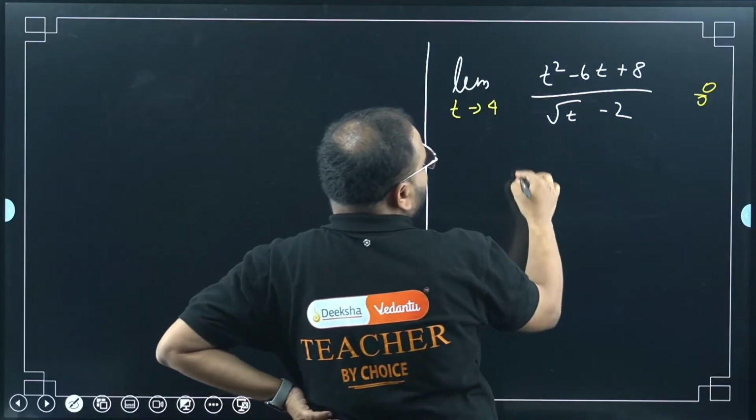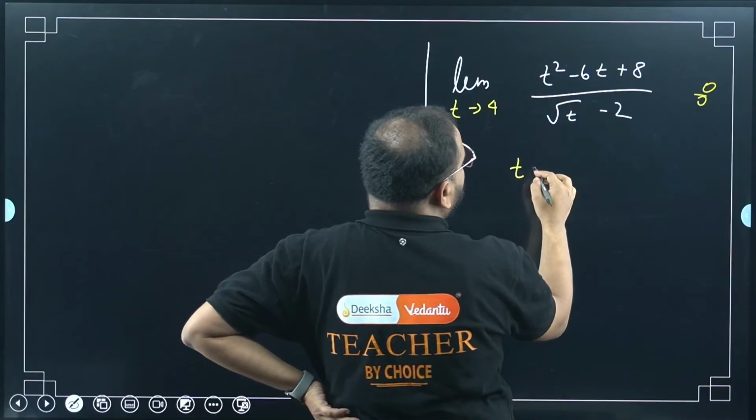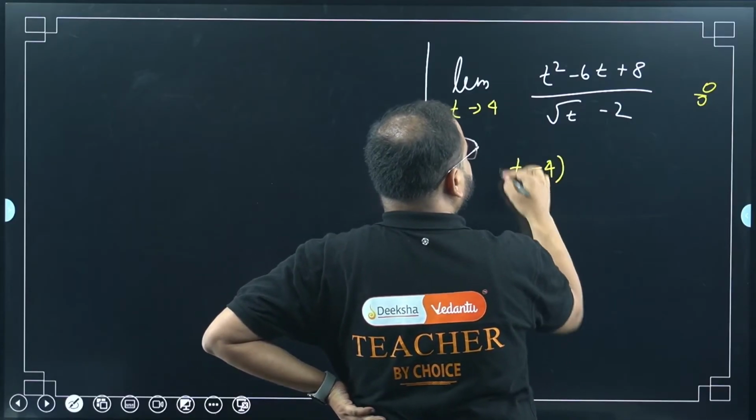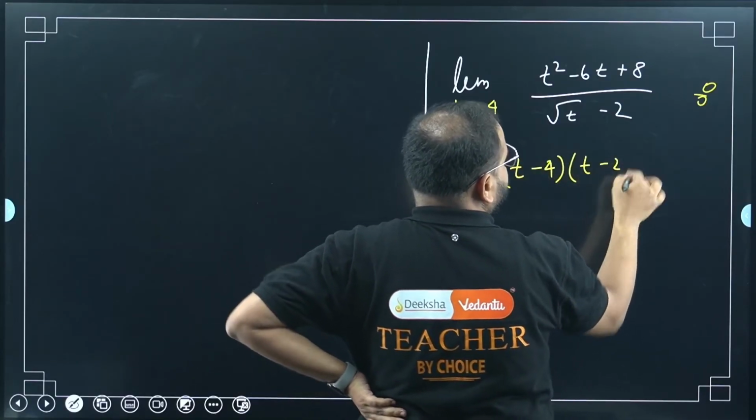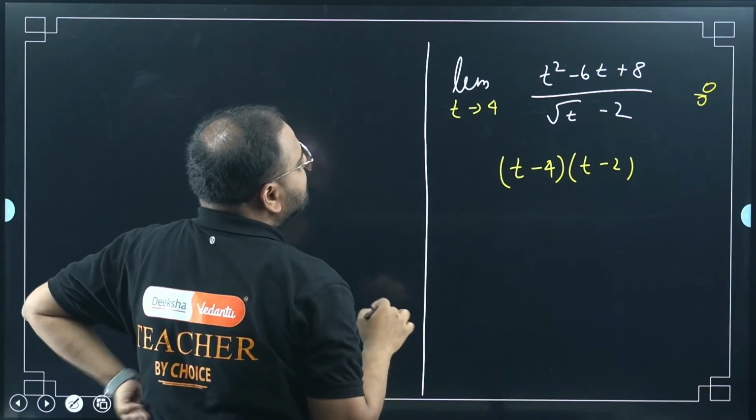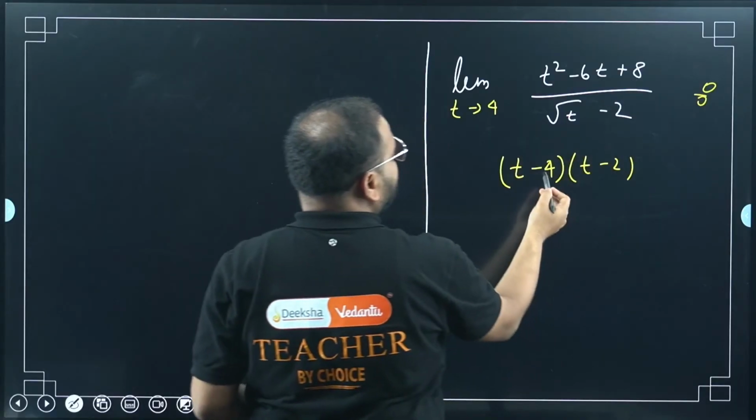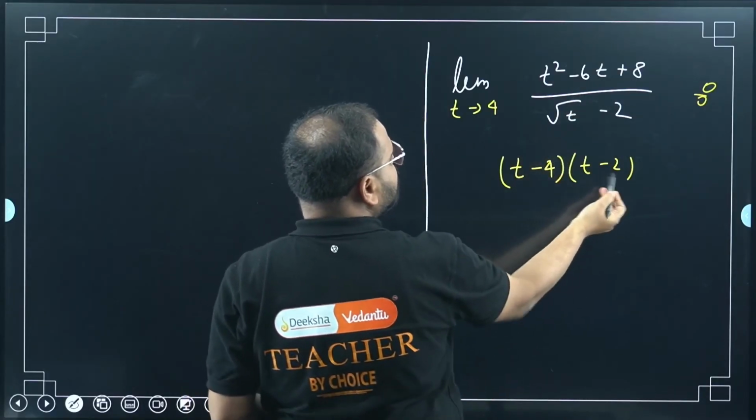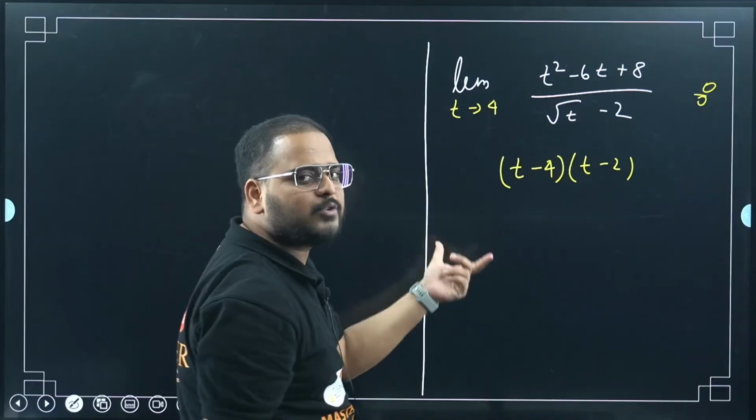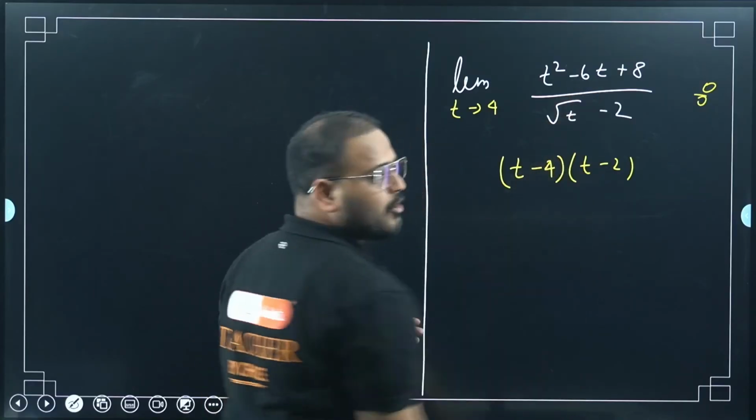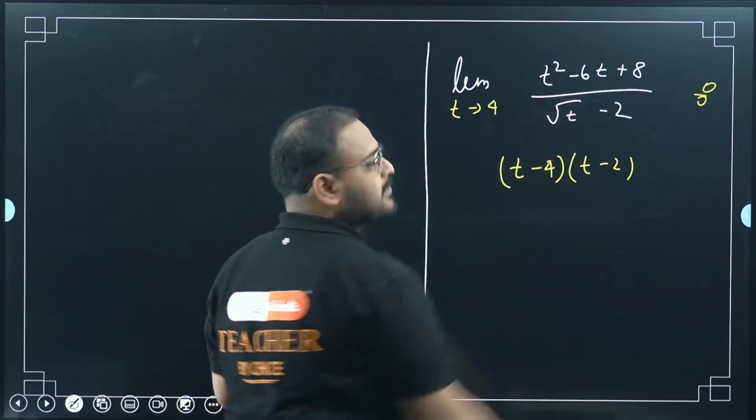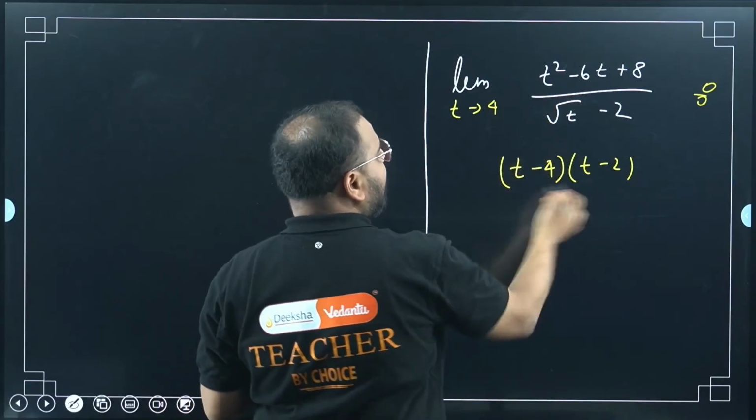How will this look, bacha? (t minus 4) and (t minus 2), correct? The numerator will look like this. Please check. t into t is t square. Minus 4 into minus 2 is plus 8. Minus 4 into t is minus 4t, and minus 2 into t is minus 2t. Minus 4t and minus 2t is minus 6t. If you're not sure about it, do the split the middle term for this trinomial and get this expansion.